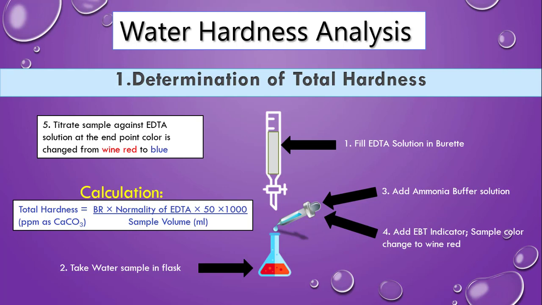To calculate the total hardness as ppm as CaCO3, multiply the burette reading, which is the volume of EDTA consumed in the analysis, by the normality of EDTA, by 50, which is the equivalent weight of calcium carbonate, and by 1000, which is the factor to convert the hardness value to ppm as calcium carbonate, and divide by the sample volume in ml.